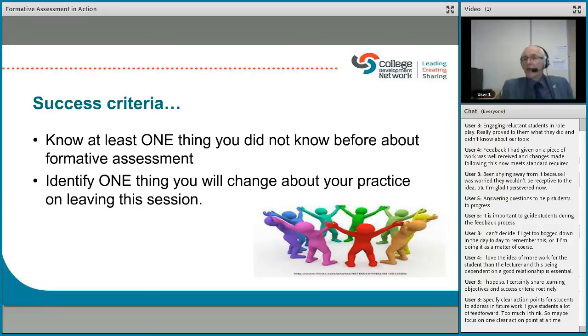Thank you very much, Claire. That's heartening to read. I've certainly been guilty of that in the past by giving a whole long list of action points with the feedback, and for some of my students, the signal probably gets lost in the noise. So thank you for putting that into the chat box.